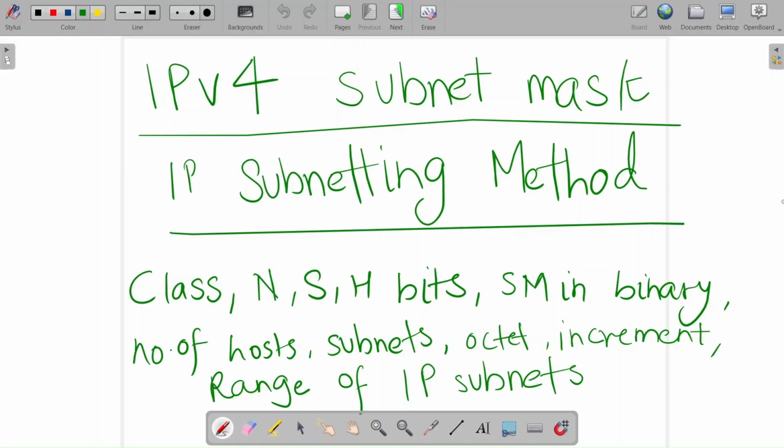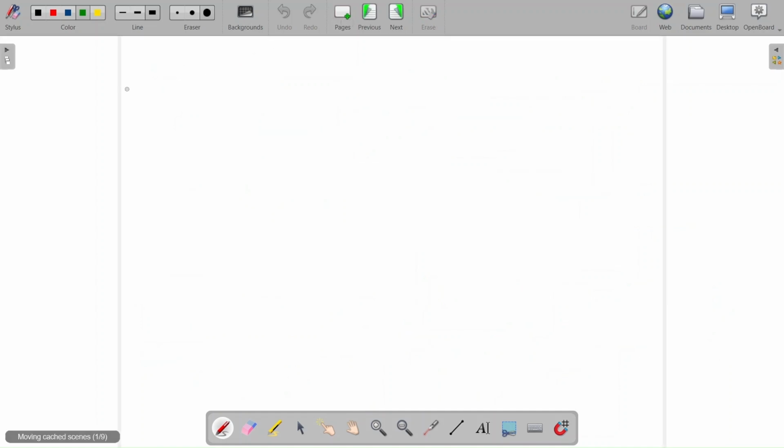Hello, so today we are going to be doing IPv4 subnet masks using the IP subnetting method, and in that we are going to be understanding and trying to find out the number of the classes, the number of network, subnet, and host bits, how to represent the subnet mask in binary, number of hosts, subnets, octet increment, and finally the range of IP subnets. So let us get started.